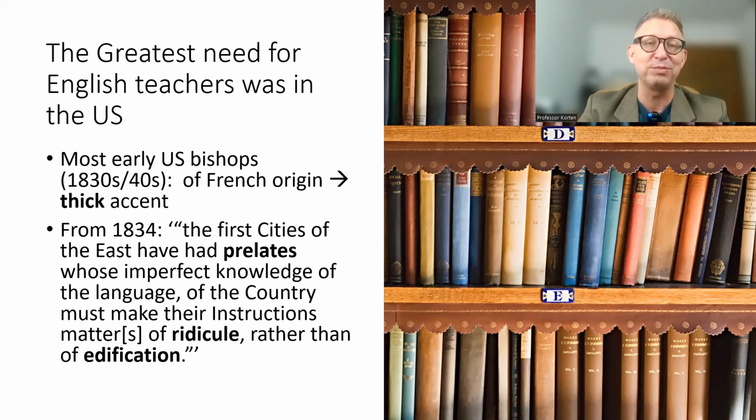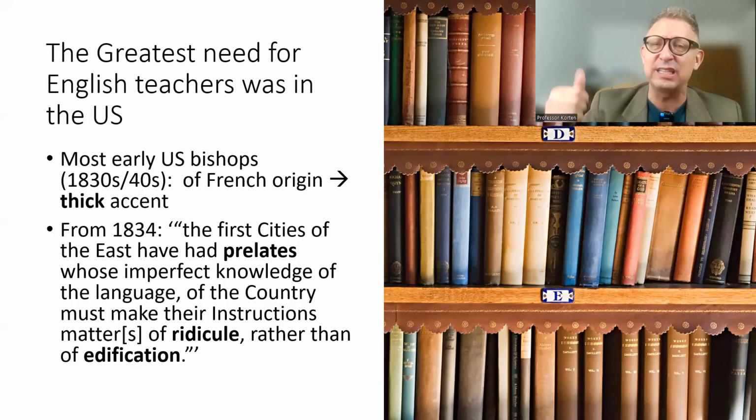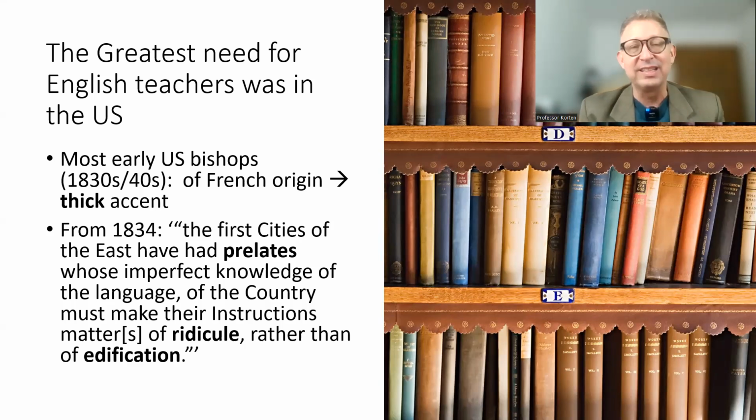So he's also a bishop in the Catholic Church. He says in 1834, the cities of the East, this is on the East Coast of the United States, Boston, New York, "the cities of the East have had prelates," these are churchmen like bishops, "whose imperfect knowledge of English of the country must make their instructions matters of ridicule rather than edification."